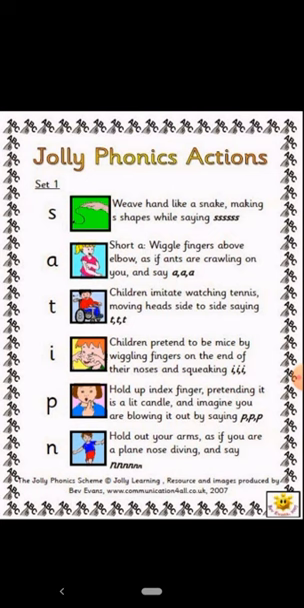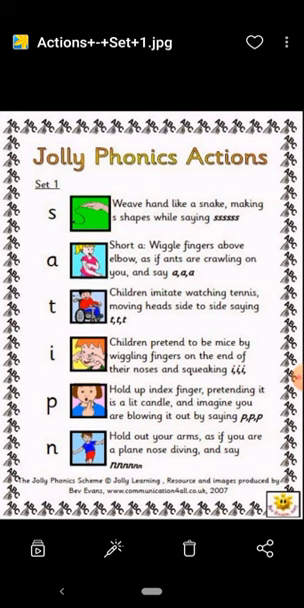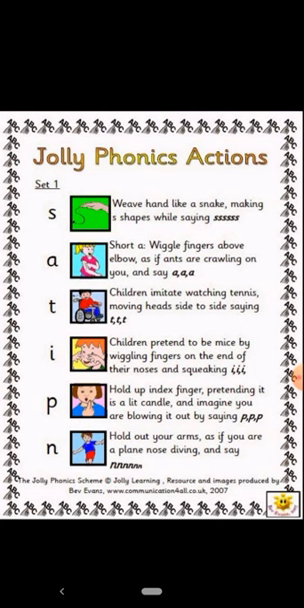Then we have the next sound, t. It says children imitate watching tennis, moving their head from side to side. It goes t, t. You can see the boy. So he's going t, t. Head moves from side to side, going t, t, like that.